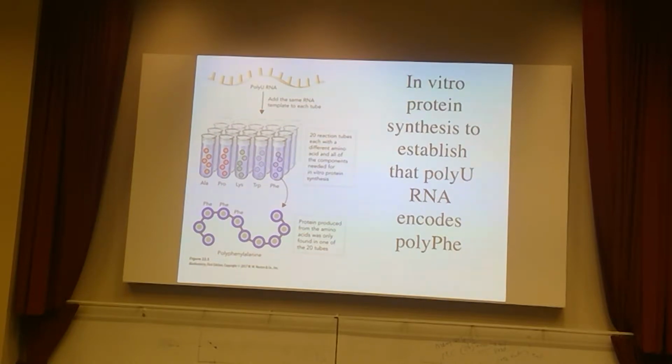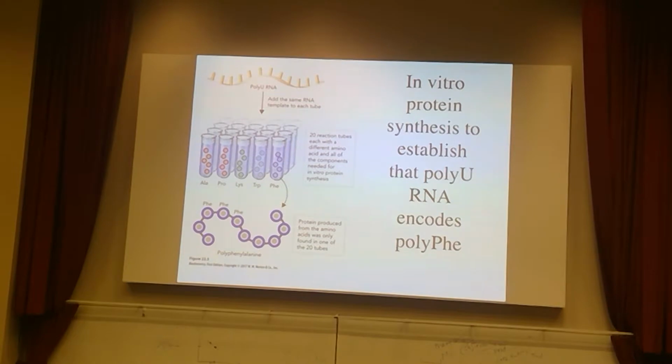And the only case in which that ought to happen is the case in which the UUU message matches up with the actual amino acid that it codes for. And when Nirenberg and Matthaei did that experiment, they found only one of these 20 tubes actually created a protein polymer. That was the tube containing phenylalanine. Only created polyphenylalanine in the presence of this poly-U RNA, and that told them, yes, UUU is the codon for phenylalanine.